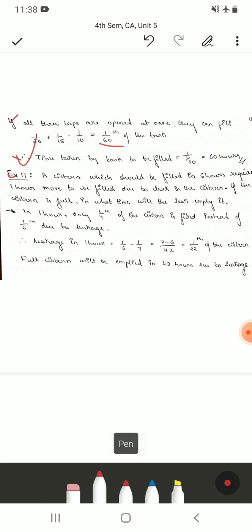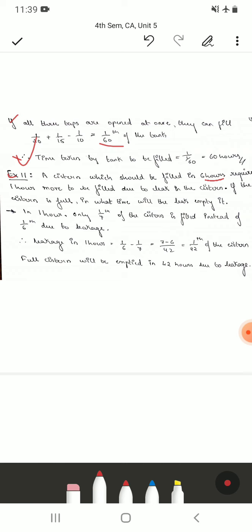So the 11th question is, a cistern, which means it is also a tank, which should be filled in 6 hours, required 1 hour more to be filled due to a leak in the cistern. If the cistern is full, in what time will the leak empty it? So in 1 hour, only 1/7 of the cistern is filled instead of 1/6 due to leakage. They have clearly given that the tank should be filled in 6 hours, but because there is some hole in the tank, it is taking one more additional hour to be filled.